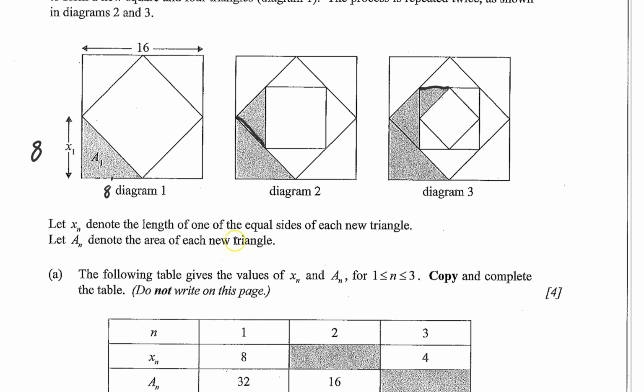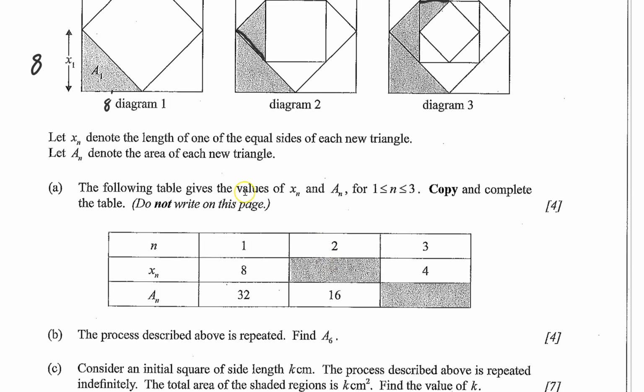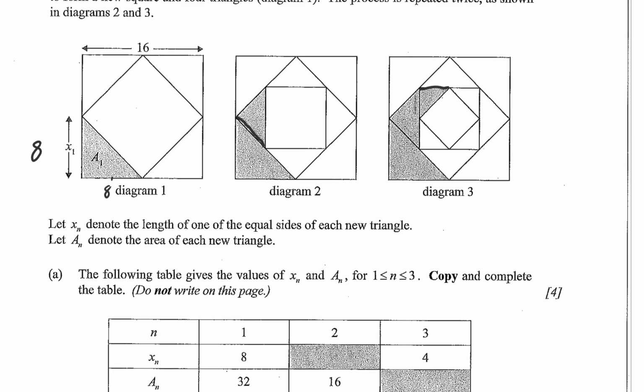Let an denote the area of each new triangle. So that's the area, a1 there, a2 there, a3 right there. Copy and complete the table, do not write on this page. So they want us to find xn. They already did the first one for us, x1. They want to find x2.